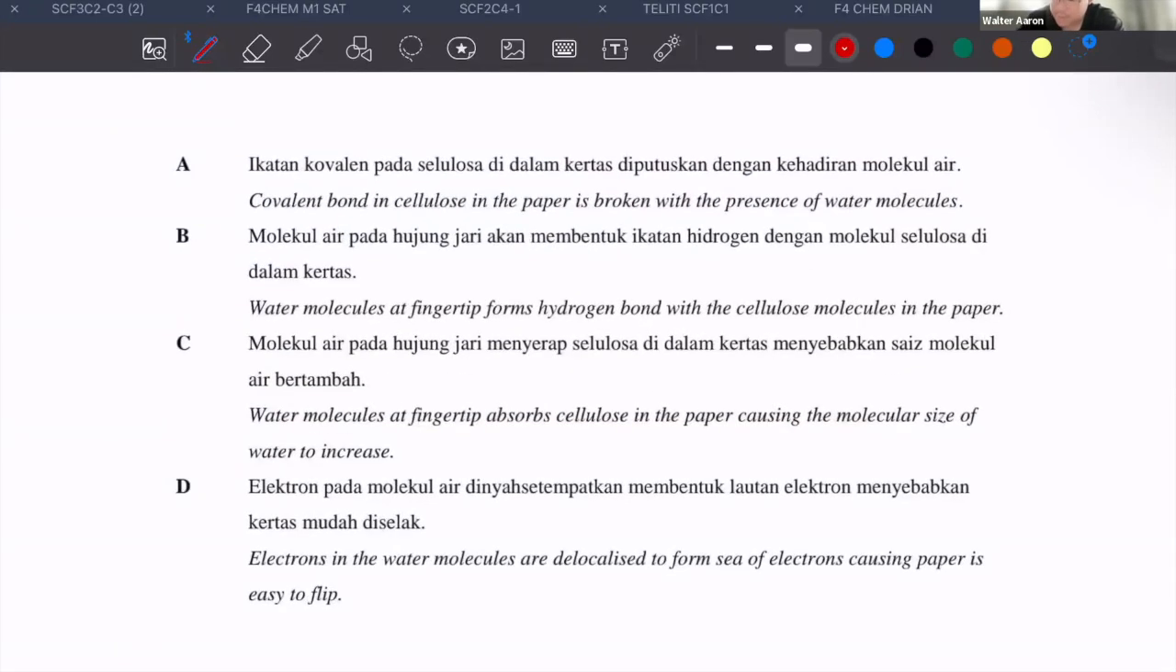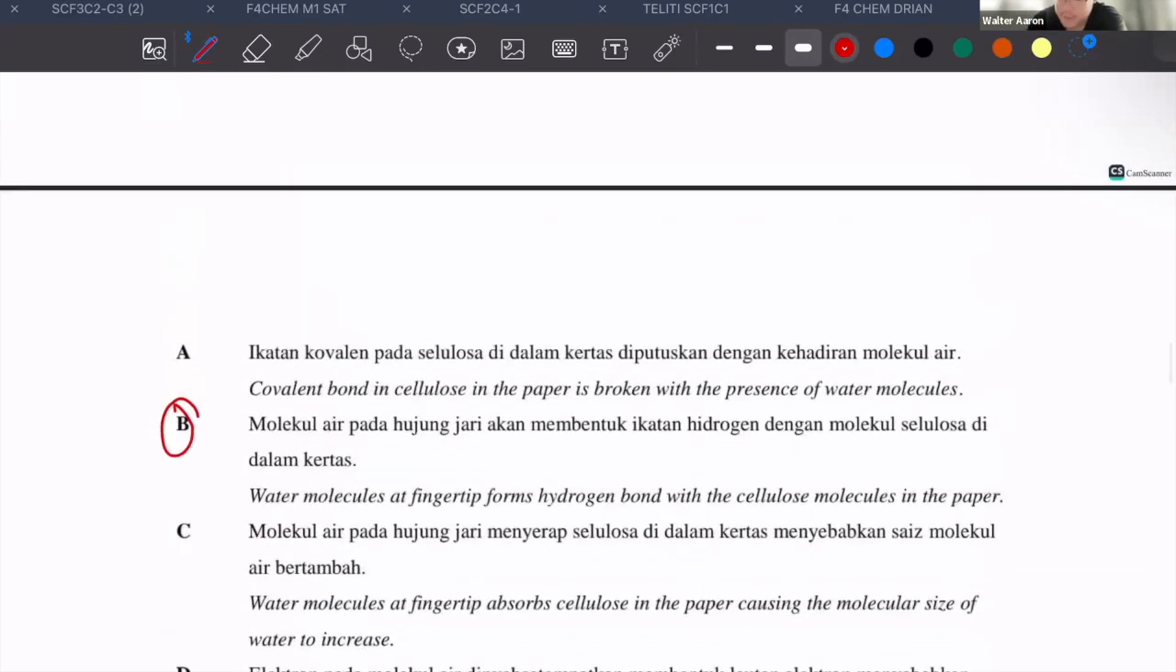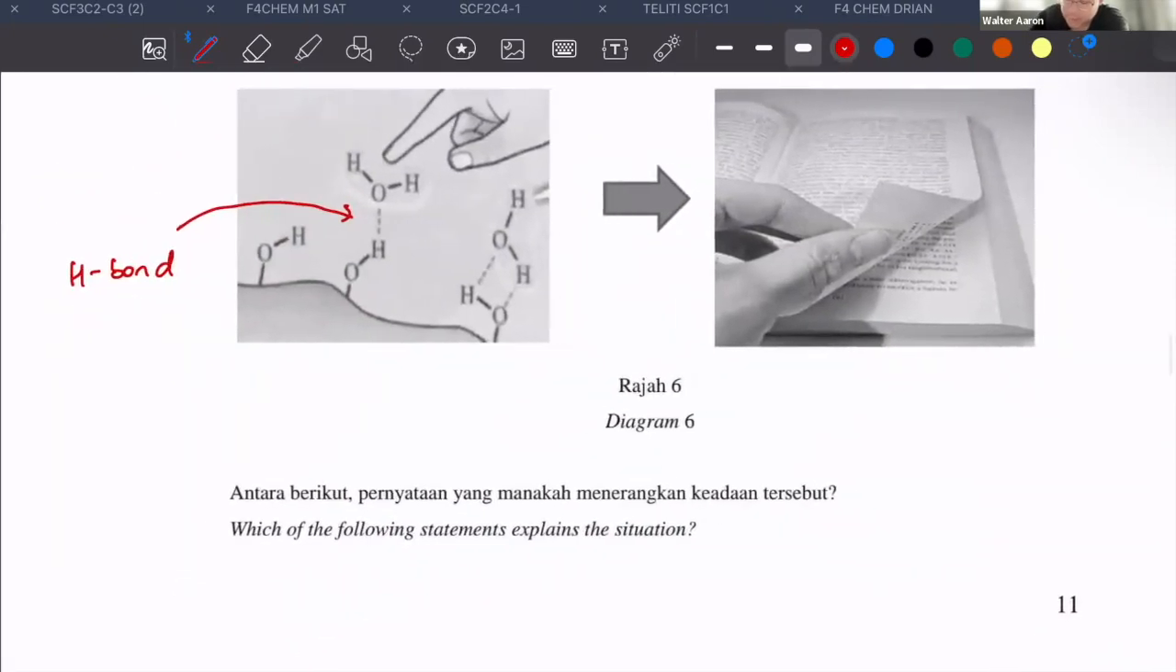All right. So if you look at all the answers over here, I think the best answer that describes number 20 will definitely be B. Why? You see, B says water molecules at the fingertip form hydrogen bonds with cellulose molecules in the paper. So that is the best answer to describe why. Because I already explained to you, it must be hydrogen bonding between the H and the O. Hydrogen bonds can form between a few different atoms: H to F, H to O, and H to N. All right. Only these combinations can form hydrogen bonding, as in any molecules that have H to F, H to O, or H to N can form hydrogen bonding.